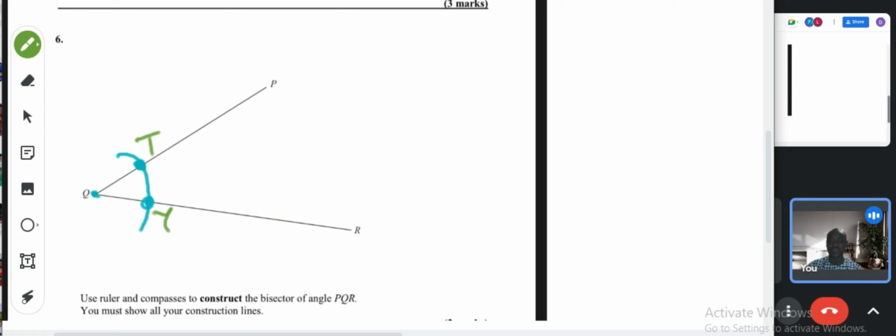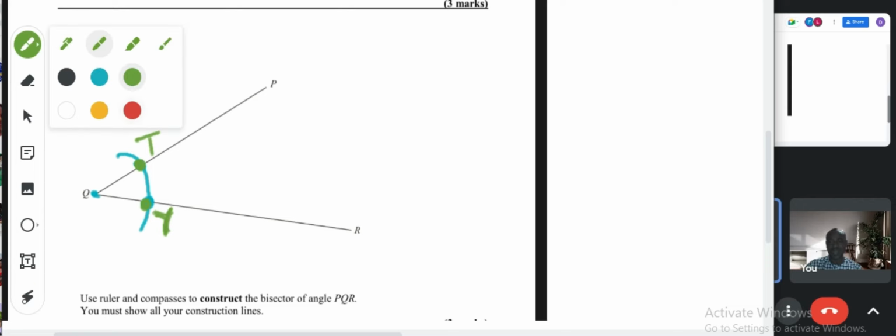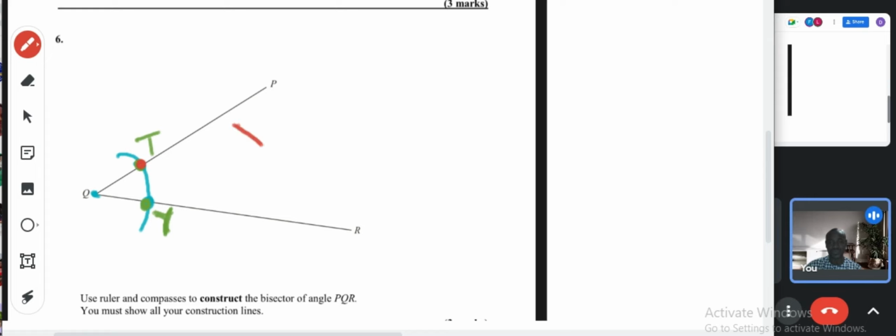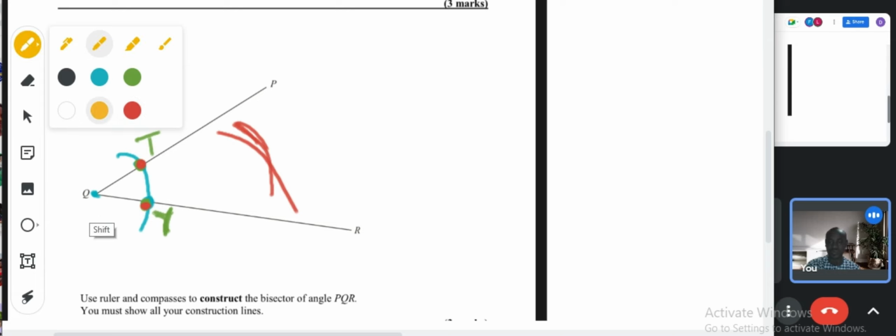So what's the next thing? You get the compass and you go from either T or Y, it doesn't matter, and then you draw an arc. You place at T, open it to a reasonable radius, draw an arc, and then also with the same radius, place at Y and cut. And then you draw the line, joining them. So you draw this to this.